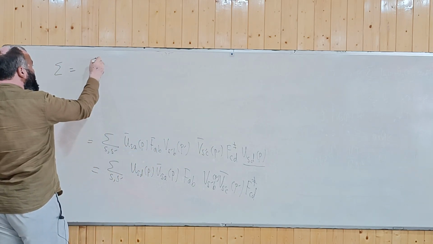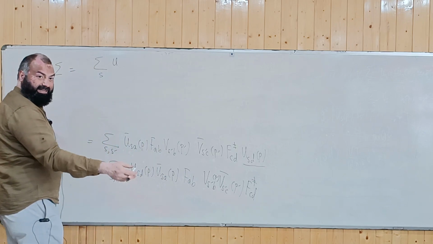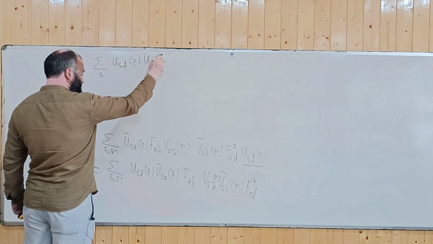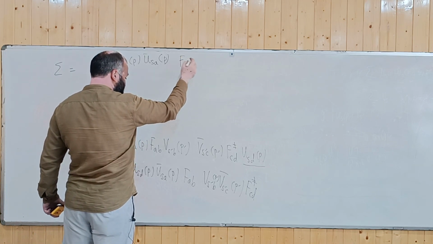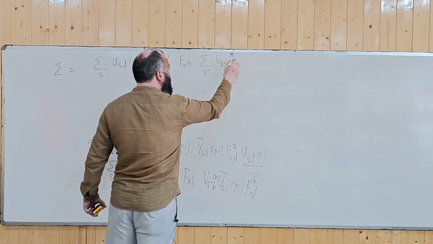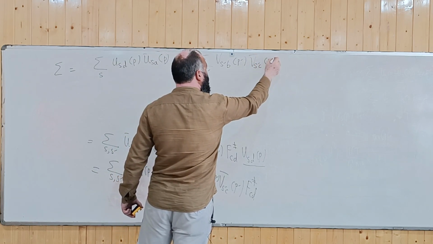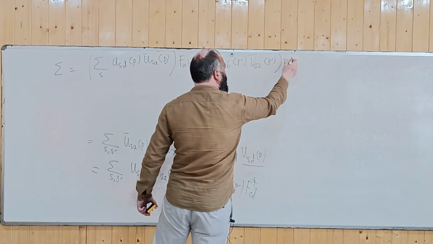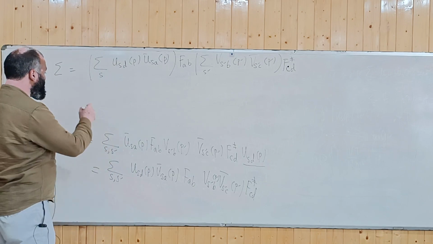Now let me write this. So it is summation over S, because this factor contains S and this contains S prime. You can take the summation there. So it is U S P, U bar S P. Clear? Okay, so this is one factor. Then you are having this F A B. Then you are having summation over S prime, V S prime P prime. Then you are having this V bar S prime C, P prime. So you are having this factor, and then you are having this F double dagger C. Clear? So now what is this?